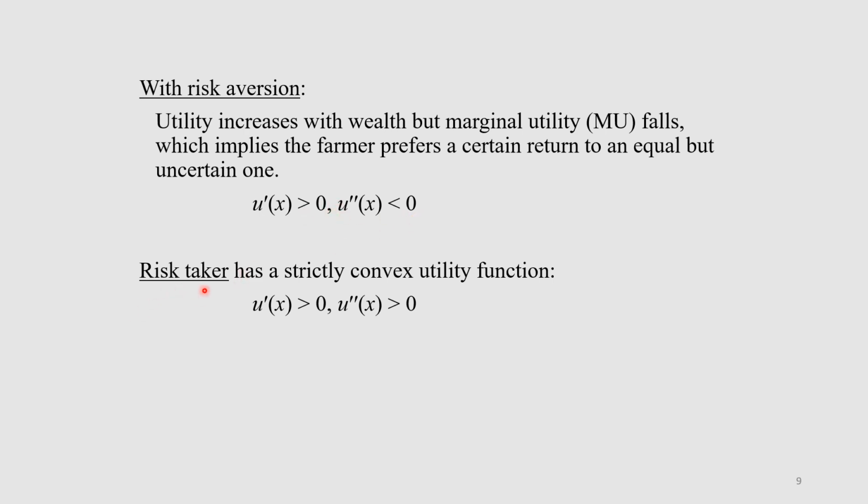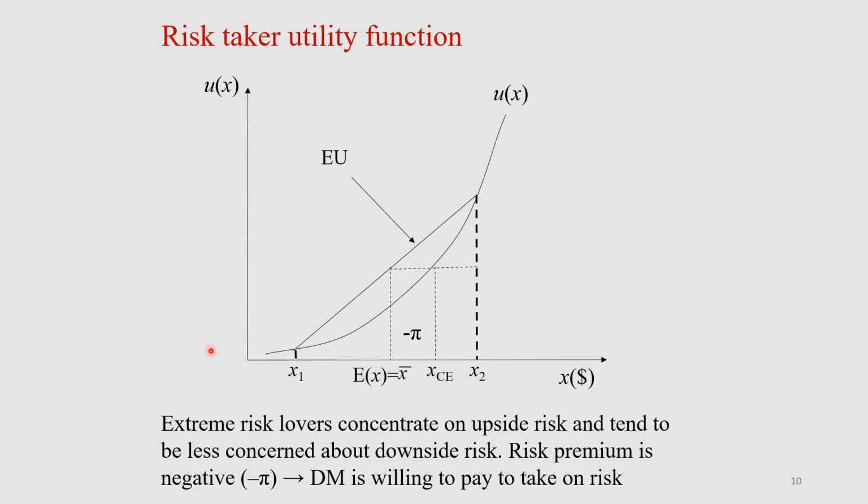With a risk taker, we get a strictly convex utility function, one that bows down towards the low. As you go out, it has a curve like this, okay? Whereas with the risk averse one, the curve is the opposite way. With a risk taker, the marginal utility, given by u prime x, the first derivative of the utility function with respect to x, is positive. The second derivative is also positive. So we see that here where we have this risk lover.